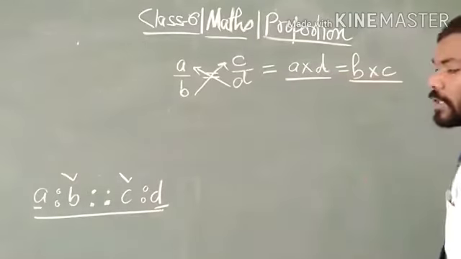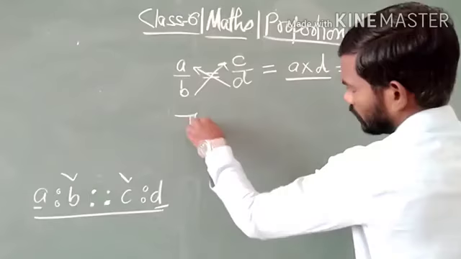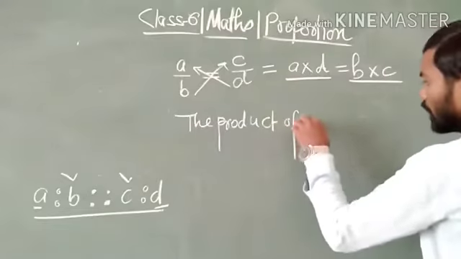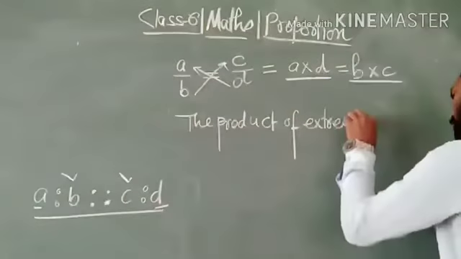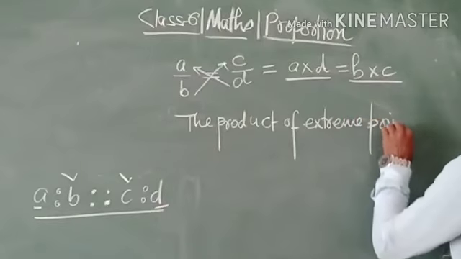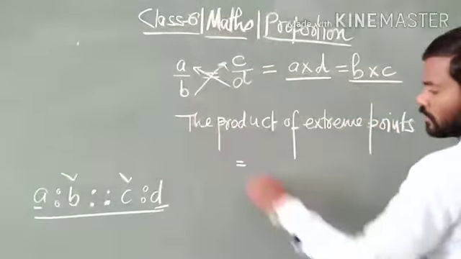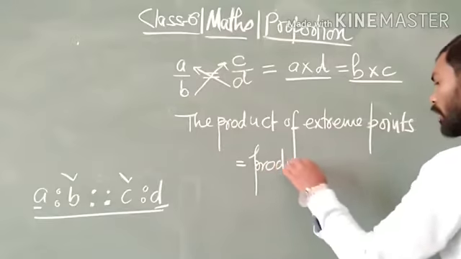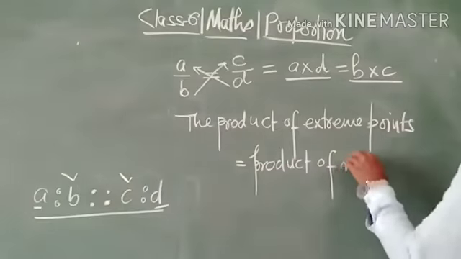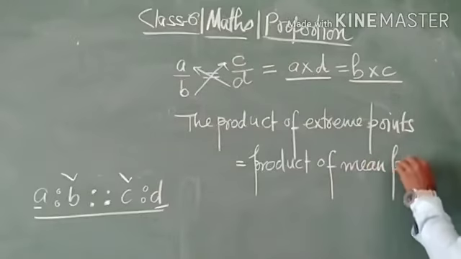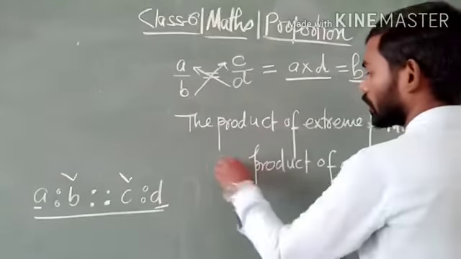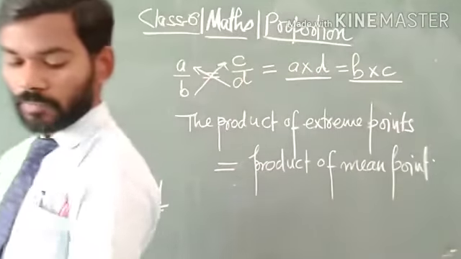So here we can see that the product of extreme points is equal to the product of mean points. The product of extreme points is equal to the product of mean points.